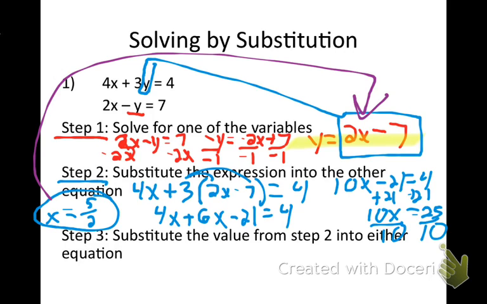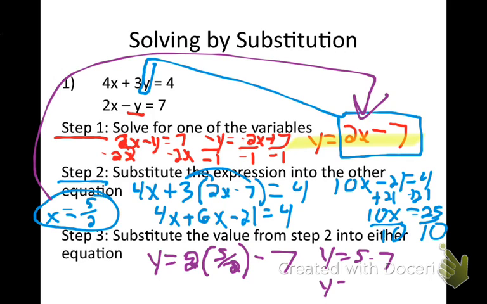Y equals 2x minus 7 because y is already solved for. So y equals 2 parentheses 5 halves close parentheses minus 7. Good work. 2 times 5 halves, my 2's just kind of cancel there, right? So I'm left with y equals 5 minus 7, which is negative 2. So I have my x, I have my y.